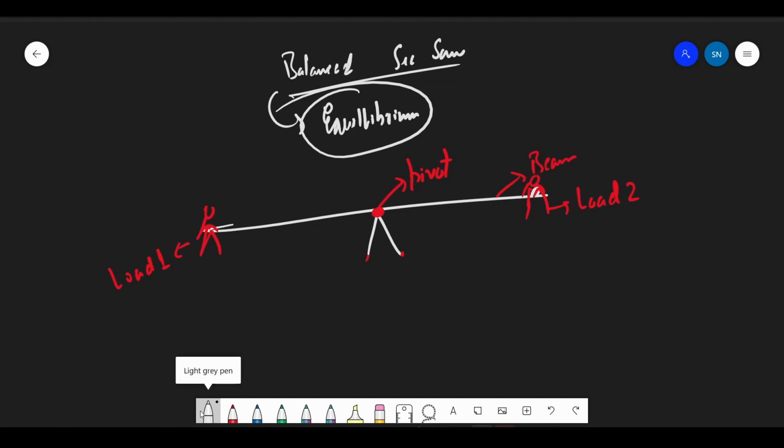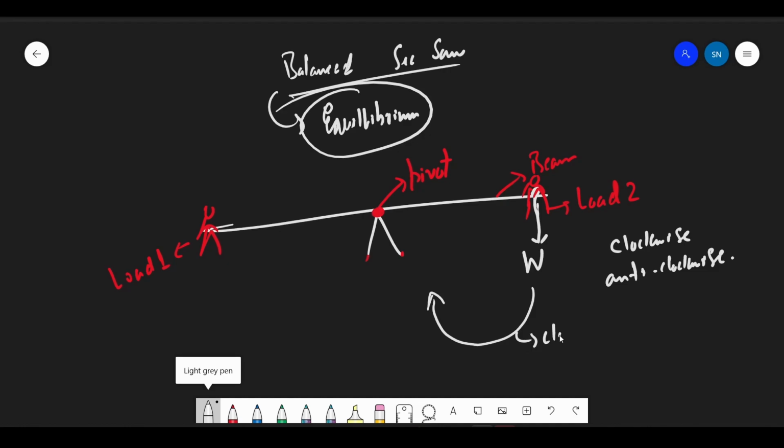Okay? So weight will act downwards. The load will act downwards. So if it will act downwards, will this load 2 produce clockwise rotation or anti-clockwise rotation in this beam? Clockwise, yes, exactly. It will try to rotate the seesaw in this direction. This is clockwise. So load 2 will produce clockwise direction, or at least will try to.